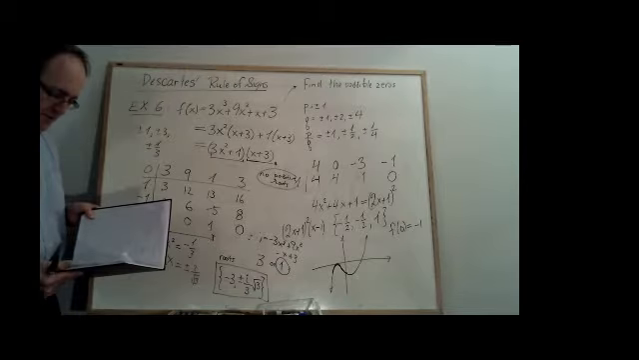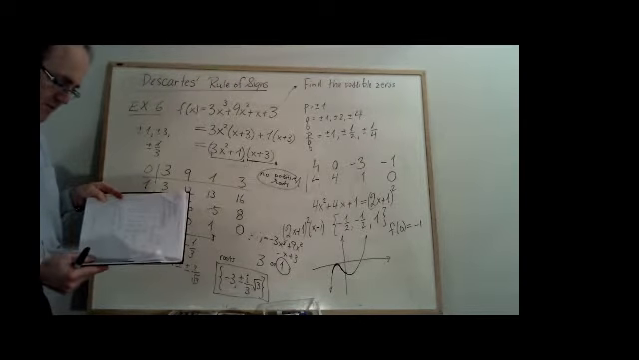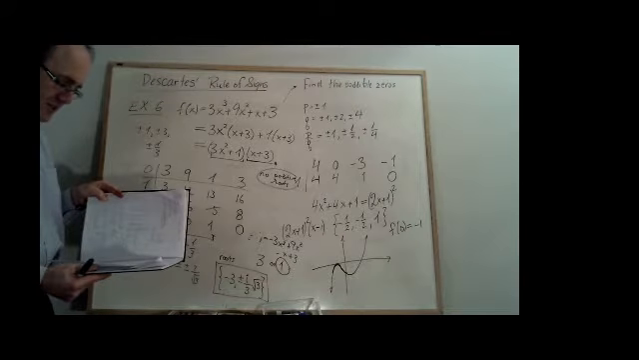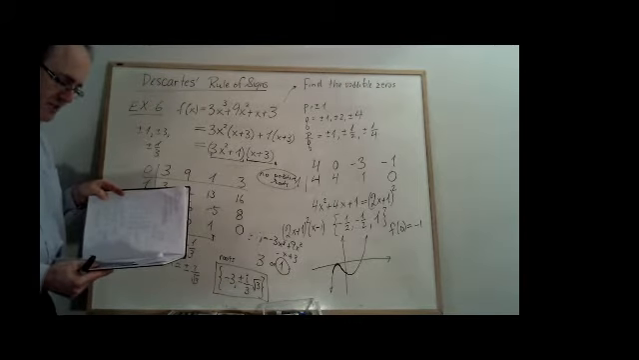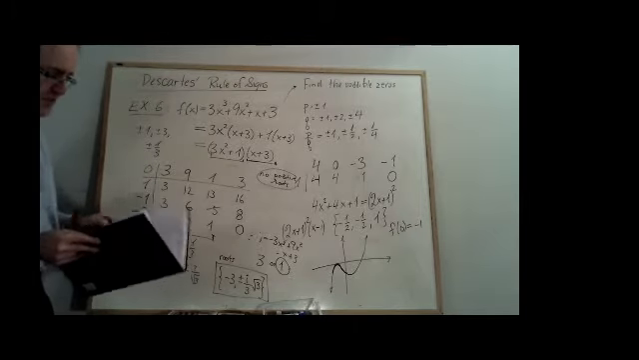Okay, so the next one I was going to do was Try It number 4. Find the zeros of a polynomial, 2x cubed plus 5x squared minus 11x plus 4. I just tested out all the rational zeros.